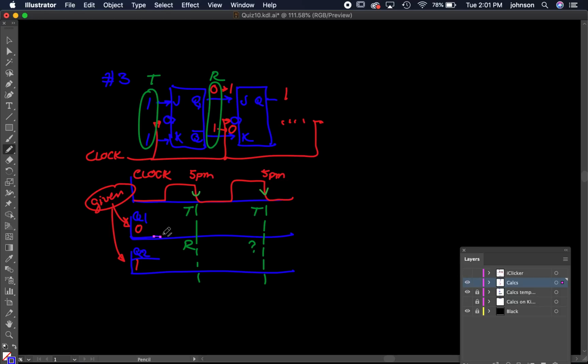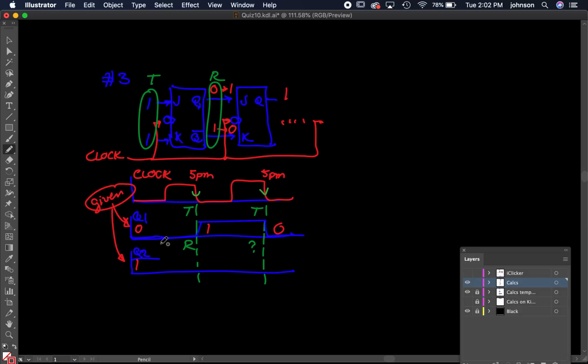So Q1 is going to be, say, initially 0, and then it's going to be toggled to a 1, and then toggled again, and finally a 0. So my data is going to be, the answer to this one is going to be that I go up high here, and I go back down low here, okay? Now, let's go figure out Q2.